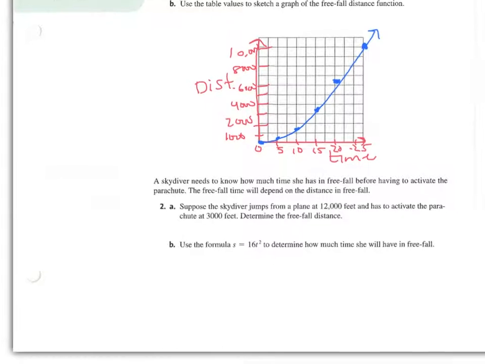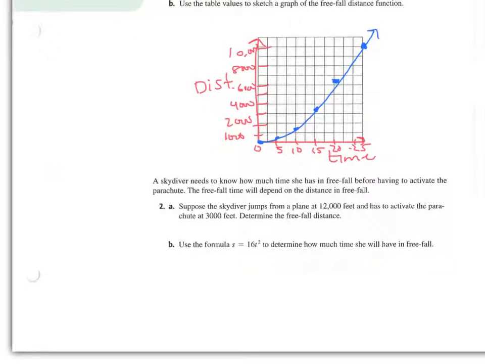So now the skydiver needs to know how much time they have before they're activating the parachute. They're jumping from a plane at 12,000 feet, so that's how far they're starting up high, and they have to activate it at 3,000 feet. They start at 12,000. At 3,000 feet they have to activate it, so they'll be in motion for 9,000 feet before they activate it. So use this formula to determine how much time she'll have in free fall.